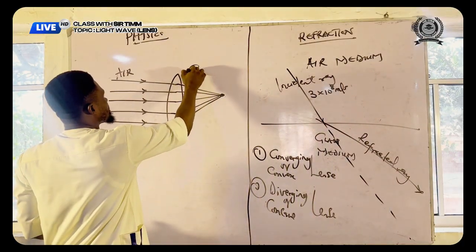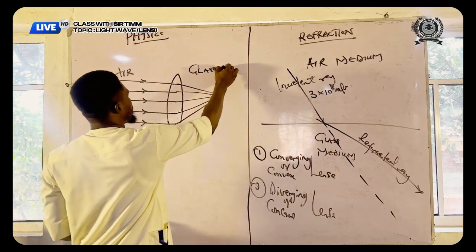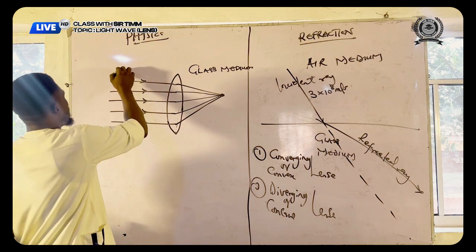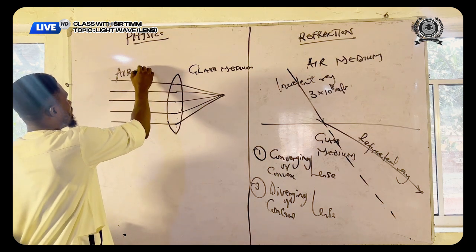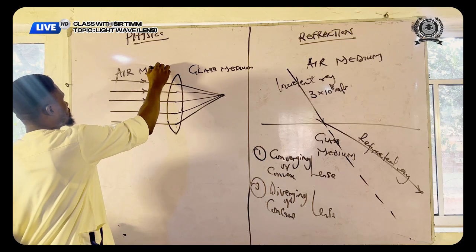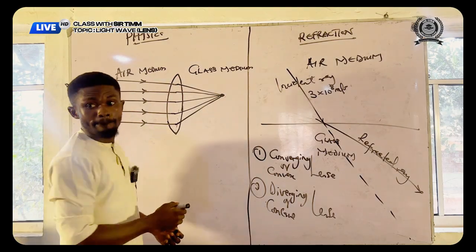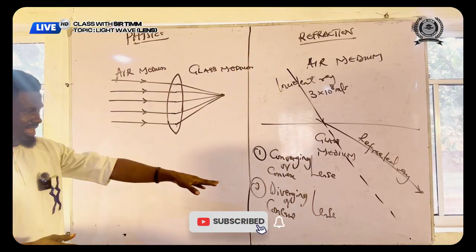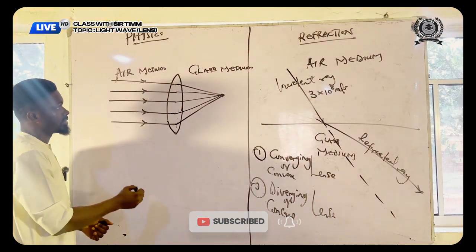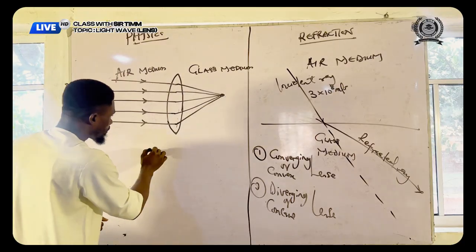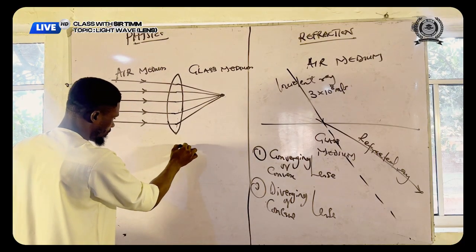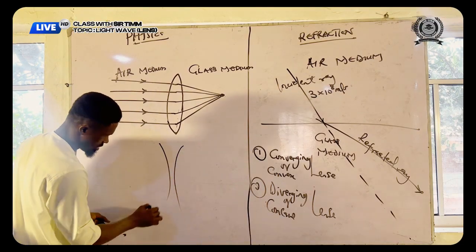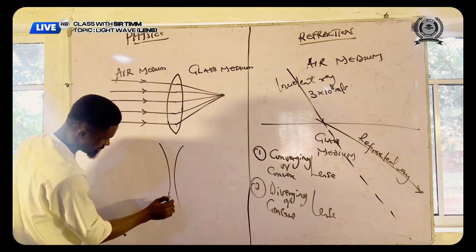So this side is glass medium. So what happens here? Air medium. Are you with me? I think I should explain that of diverging now as well. So here we come for the diverging lens.